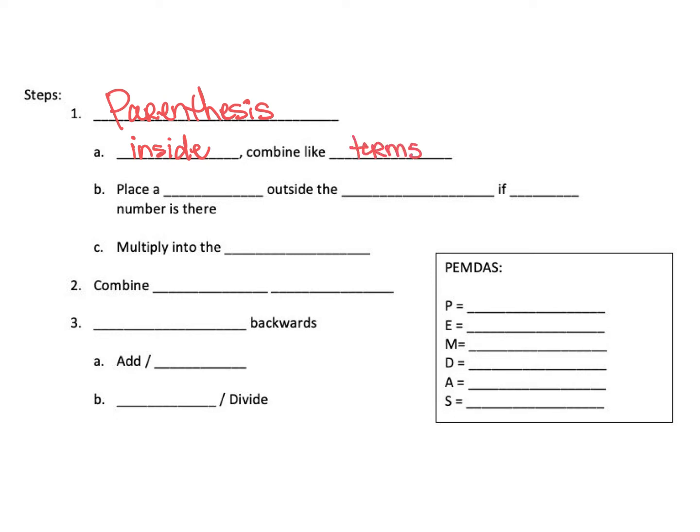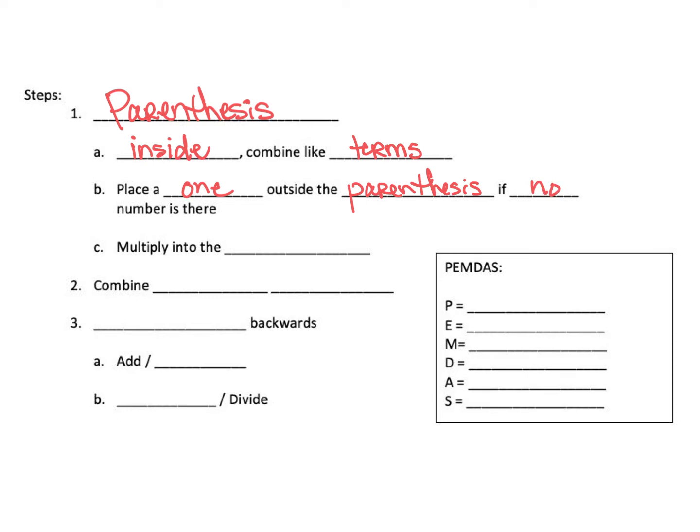So remember, that's kind of like the red grapes and green grapes. Can we combine all the numbers together and then the x's together? If we can, we're going to go ahead and do that. Now, since we've looked at the parentheses, seeing if we can combine terms or not, we're going to look at outside the parentheses. If there's nothing there, we're going to place a 1 outside the parentheses, if no number is there.